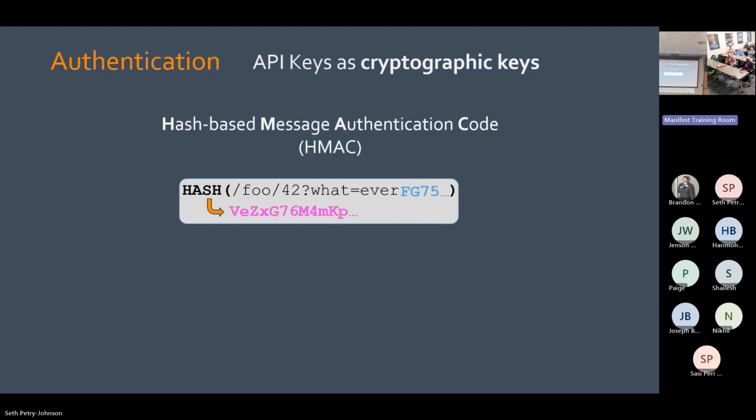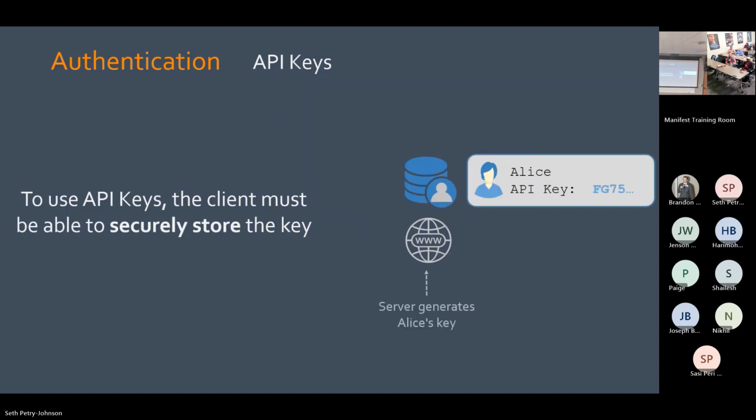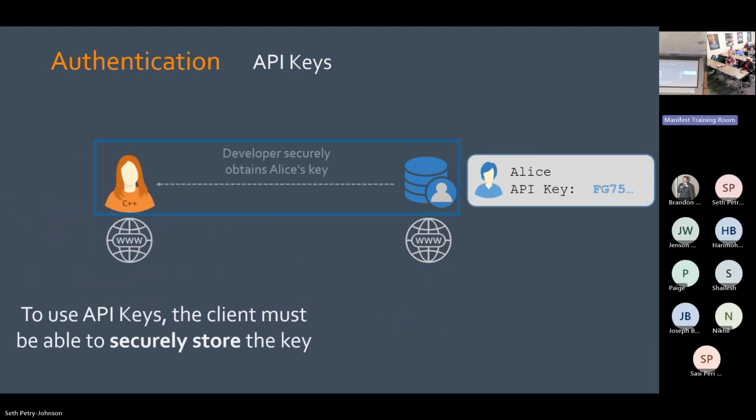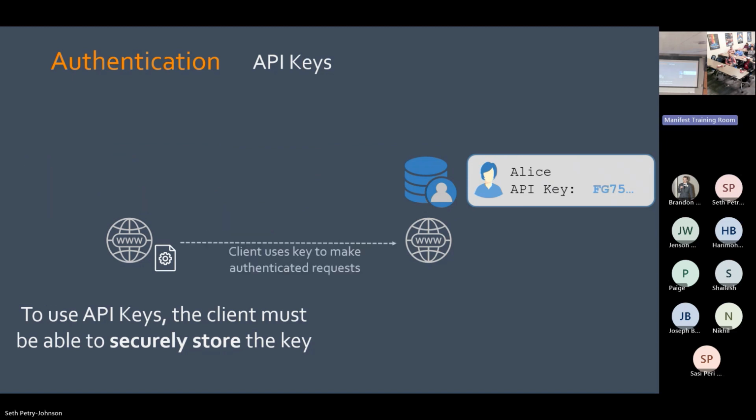All right, so where was I? All right, so there's one key thing to remember. In order to use API keys, the client has to be able to securely store that key. That means the client has to put it somewhere between requests. So if we're doing server-to-server communication, it's pretty easy, right? We just generate some key for Alice, and then some developer on the other side downloads that key from our website, throws it in the config file, and that client app can then use that key to make requests, right?